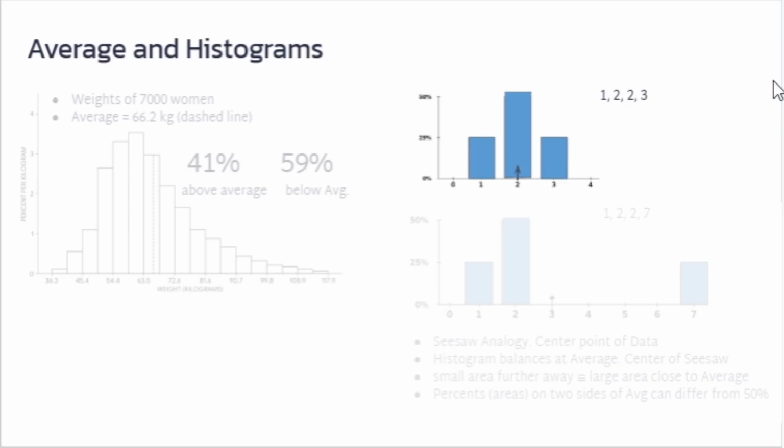Okay. So this is the center point. Average falls in the center. The histogram is symmetrical, and half the area under the histogram lies to the left of your average, and the other half falls to the right of your average, in this example.